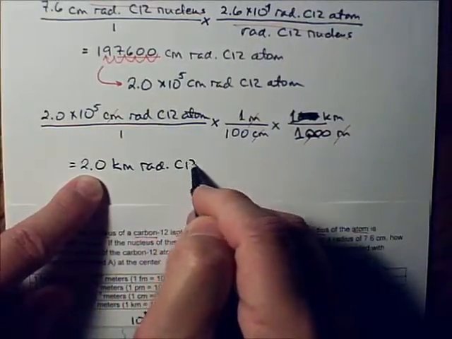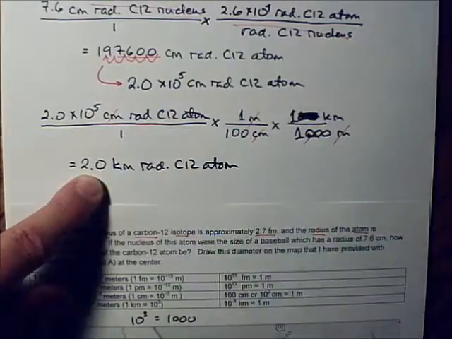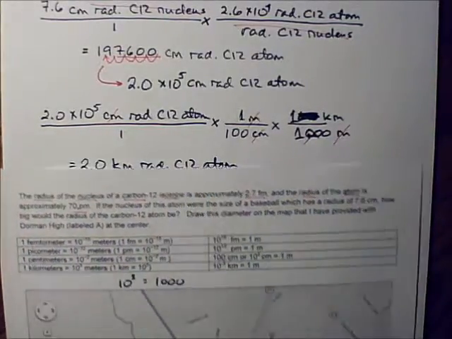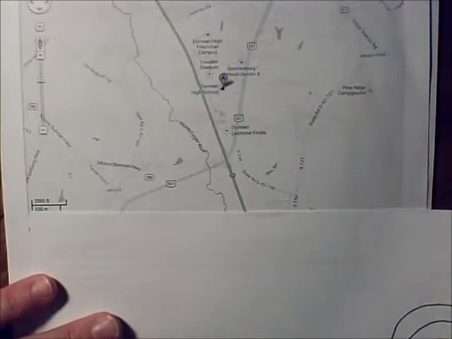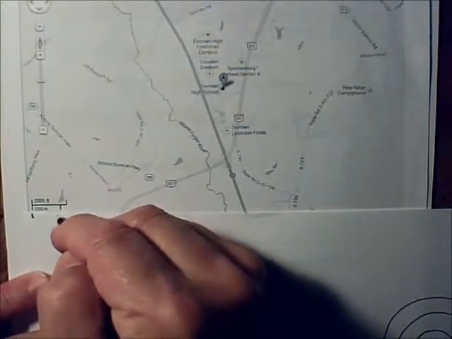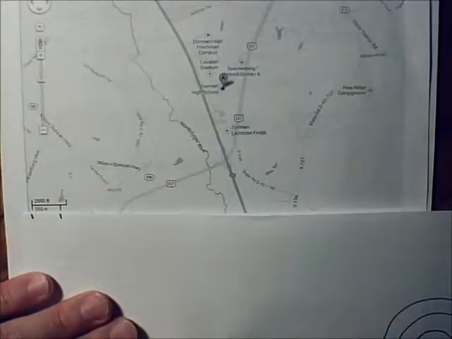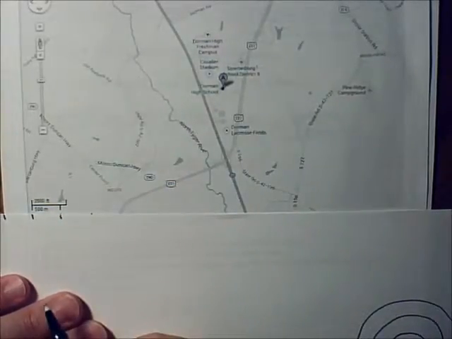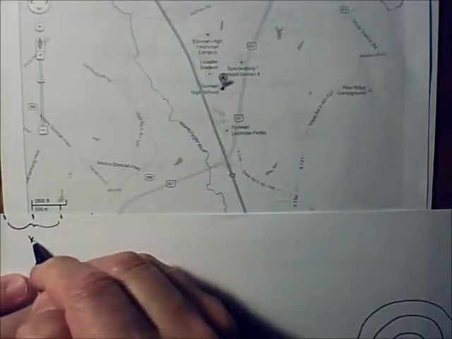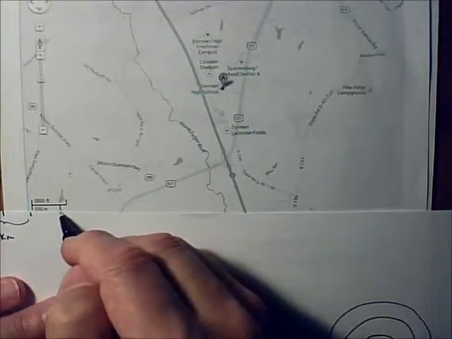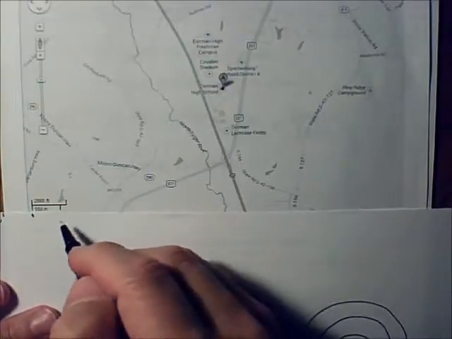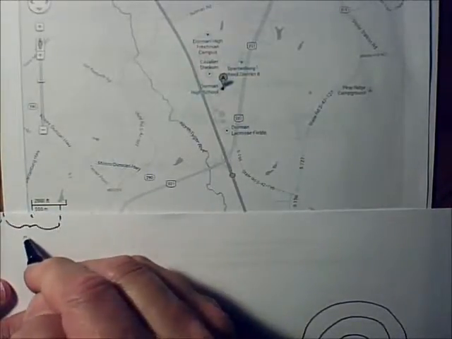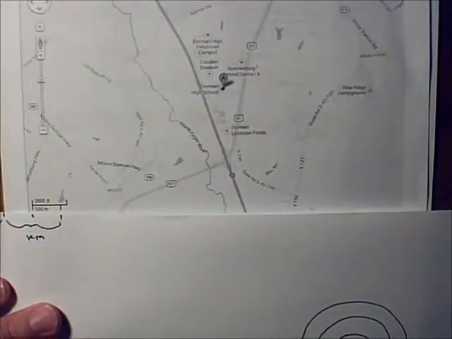Radius of the carbon-12 atom. There's your distance we need for our radius. All right. I'm going to make a mark here and find half a kilometer. If that's half a kilometer, how much is 2 of them? That's a whole kilometer. And if I do another one, that's 1.5 kilometers. And if I do another one, I've got how many kilometers? 2 kilometers. That's our radius.